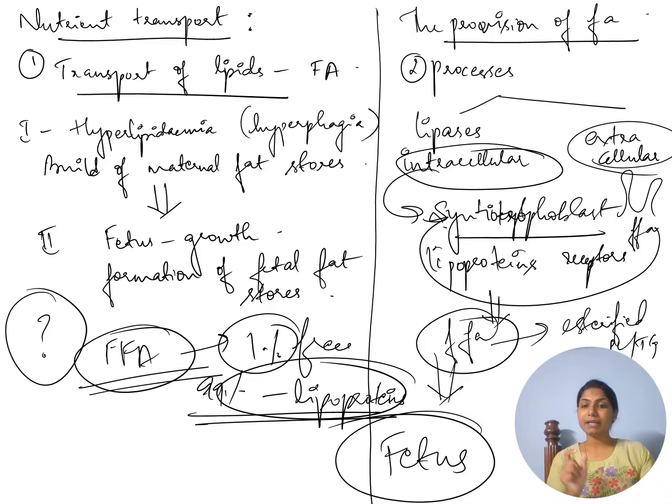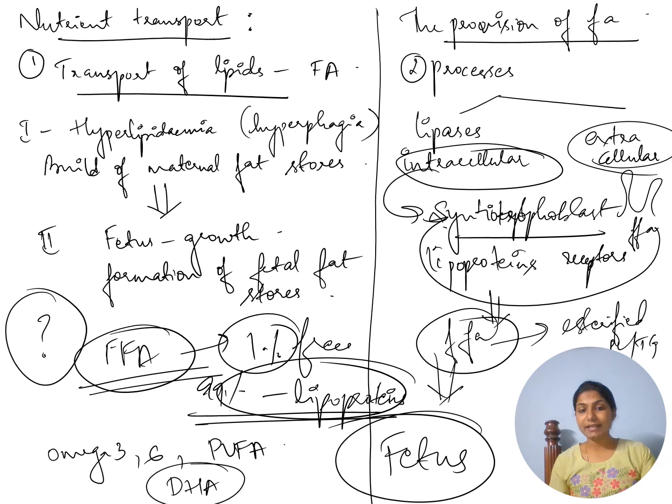So what do you mean by preferential shunting? Whenever there are many free fatty acids entering from the placental reserve to the fetus, what is favored is the essential free fatty acids. So what are the essential free fatty acids? Omega-3 fatty acids, omega-6 fatty acids, and polyunsaturated fatty acids, especially docosahexaenoic acid. All these essential free fatty acids are preferentially shunted from the placenta to the fetus.